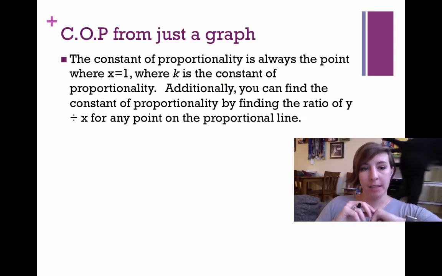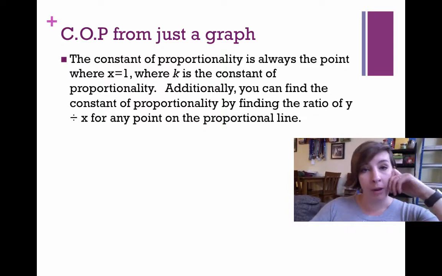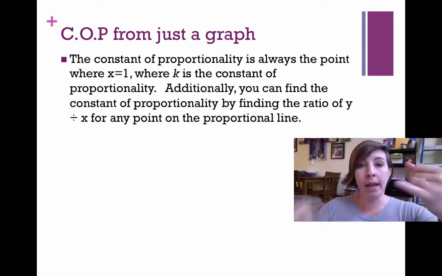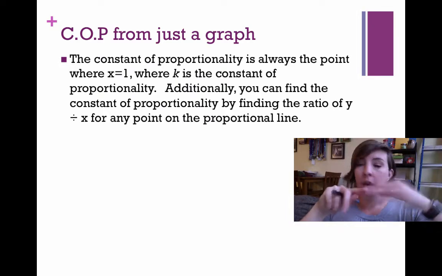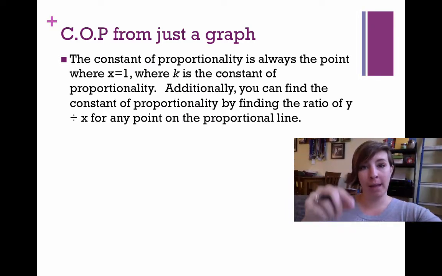Additionally, you can find the constant of proportionality by finding the ratio of your y value divided by your x value for any point on that proportional line. So as long as that line is straight and it goes to the origin, you can take any point on that line and divide y divided by x to get your constant of proportionality.